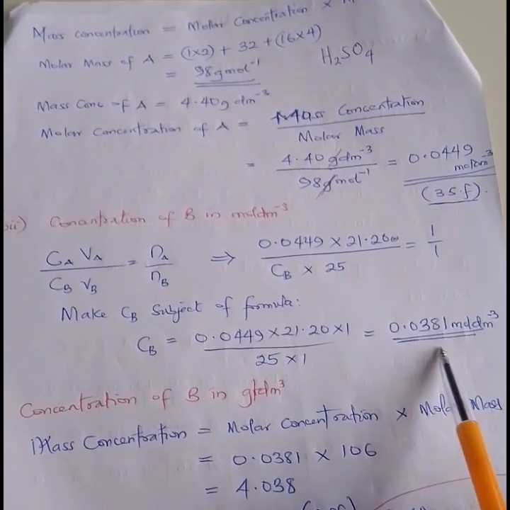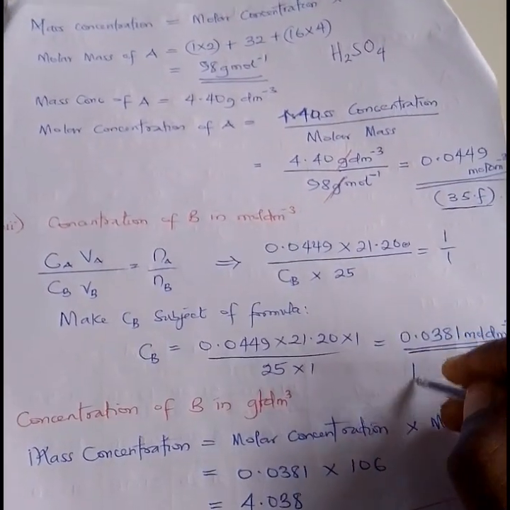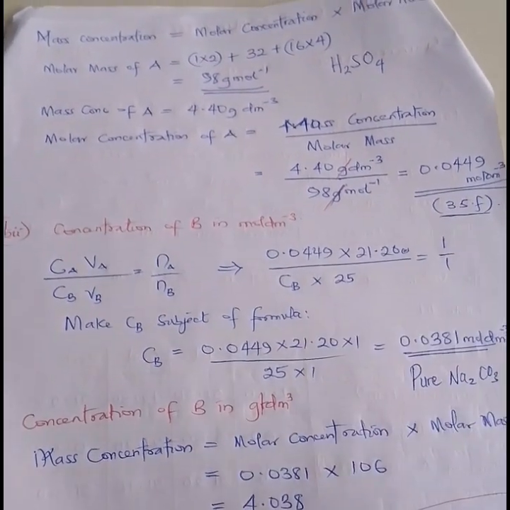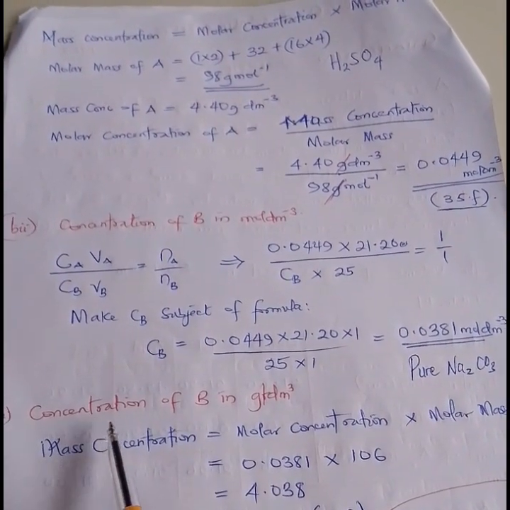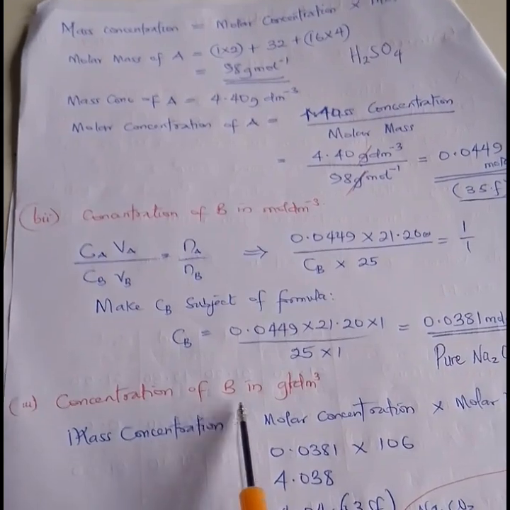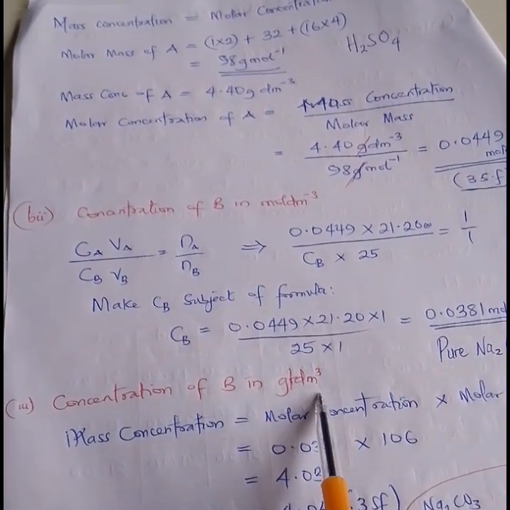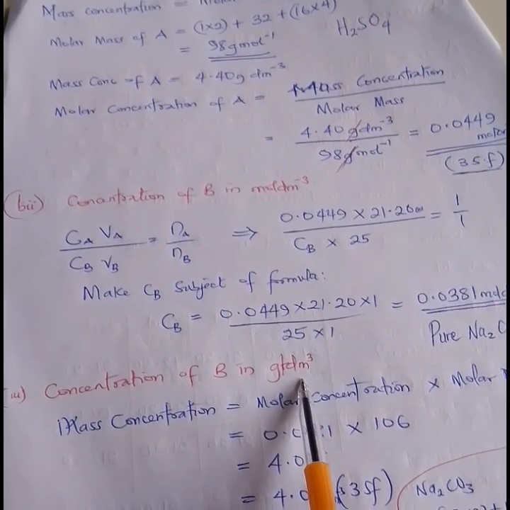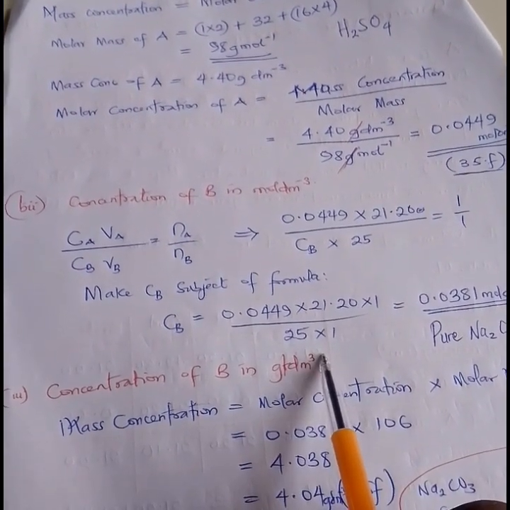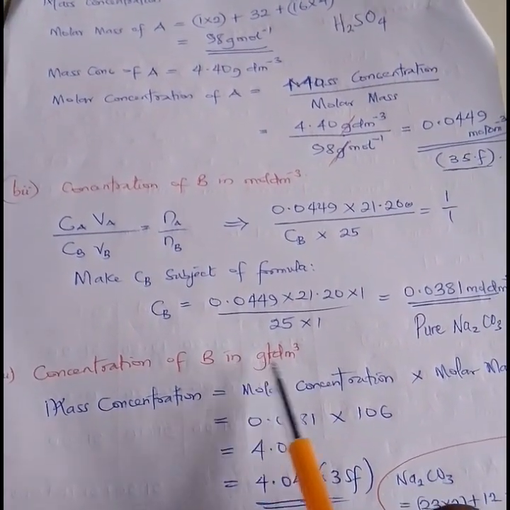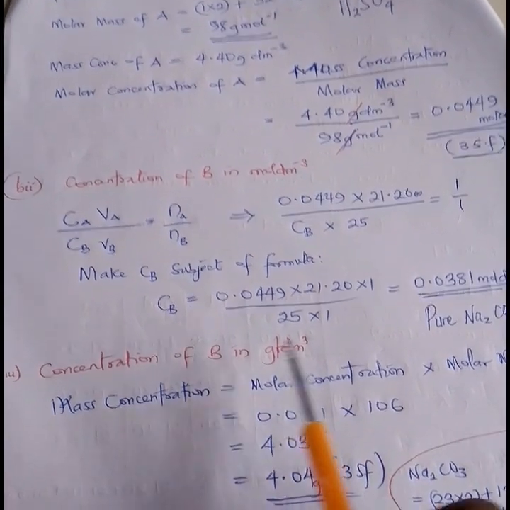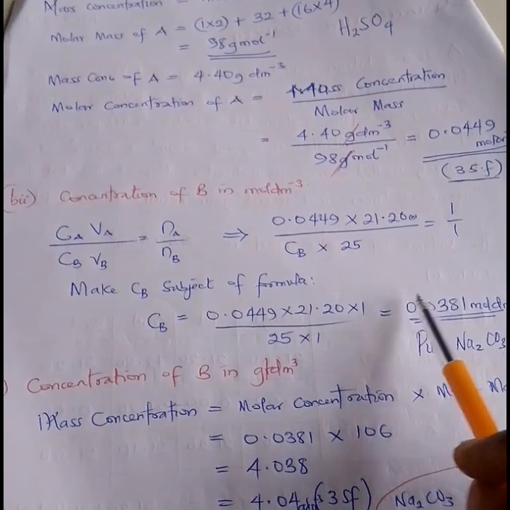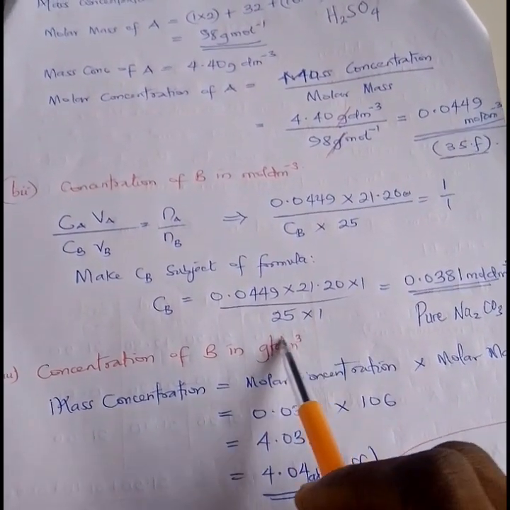So this is the concentration of the pure Na2CO3. All right. So now we have to calculate the concentration of B in grams per dm cube. Concentration of B in grams per dm cube. So this is telling us to calculate the mass concentration of B. We have calculated earlier the molar concentration of B. So now the mass concentration of B is what is needed.